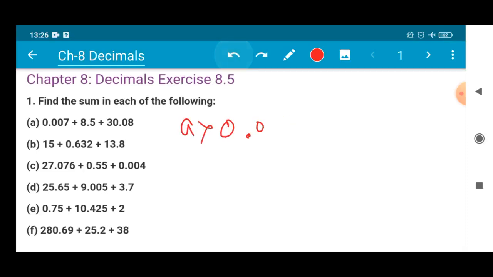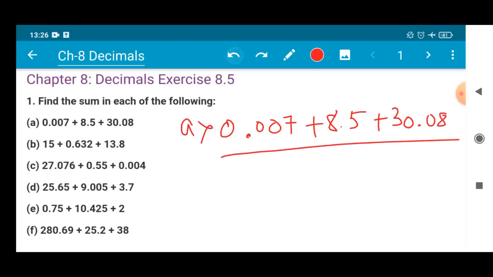0.007 plus 8.5 plus 30.08. Now we have to add these three. Alright, so we will keep each digit according to its place. After the decimal there is tenth, hundredth and thousandth, and before the decimal there is ones, tens, hundreds, thousands, like that it will go on, isn't it?